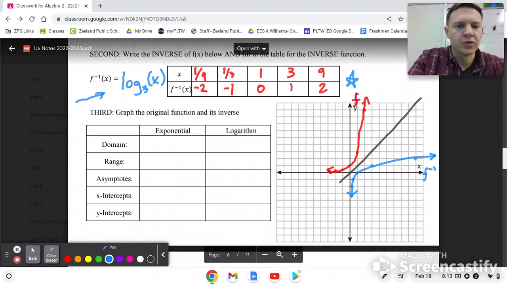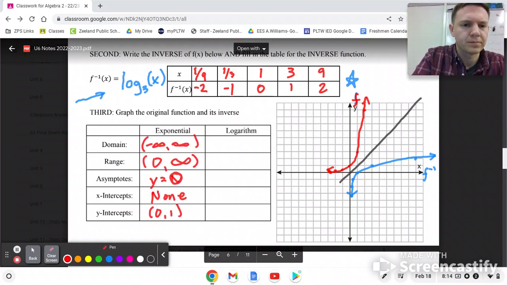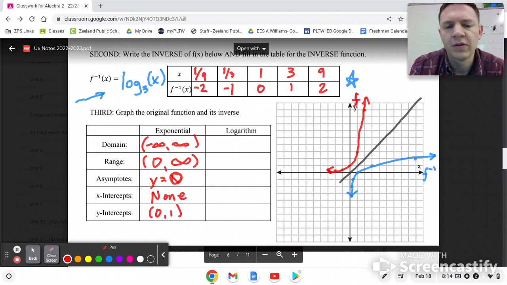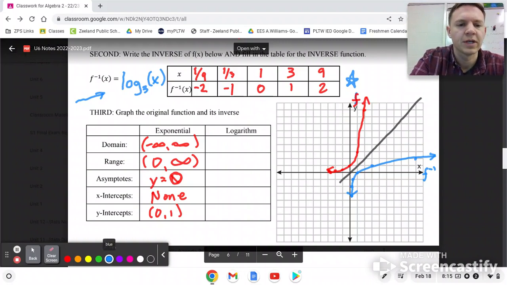All right, we can fill out some domain and range things real quick. I'll be fast about this. This is information you've already been filling out in the previous lesson. Domain, -infinity to infinity, range 0 to infinity, asymptotes y equals 0, x-intercepts none for the red graph, and y-intercept, in this case, 0, 1. The logarithm's a little different. I'm going to fill in the information for the logarithm together now.